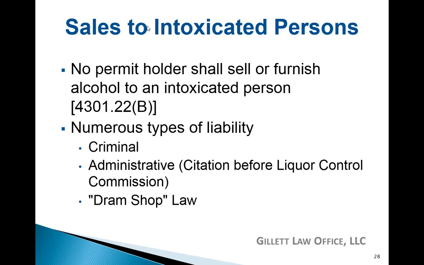If the injury occurred off the premises, the plaintiff must prove that the employee was aware that the person they were serving was intoxicated, and must also prove that the sale to the intoxicated person caused the injury. In other words, if the restaurant had not sold the alcohol to the intoxicated person, the accident would not have occurred. The person would not have been injured.